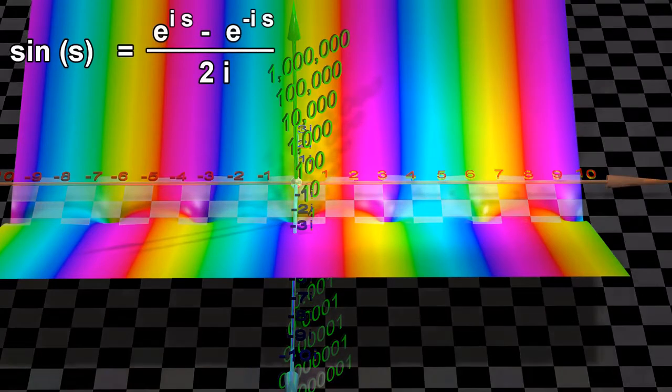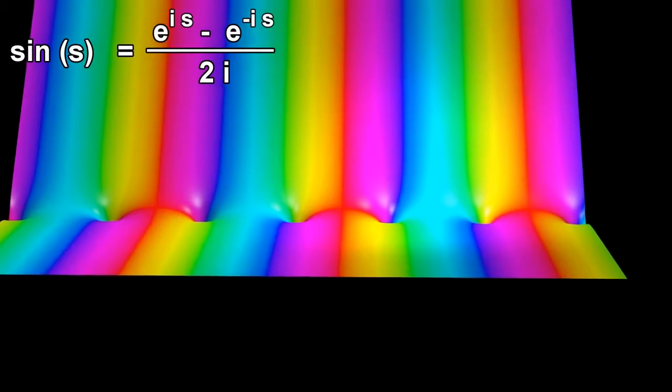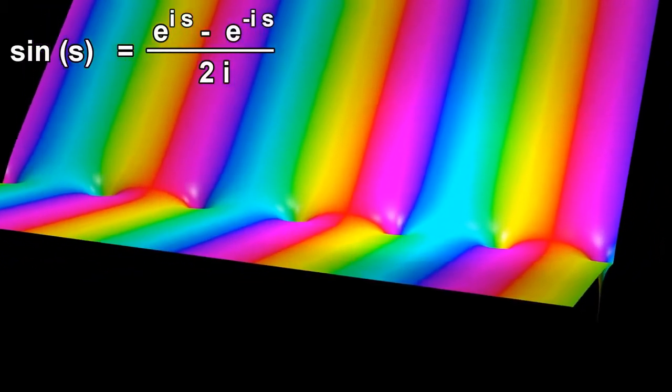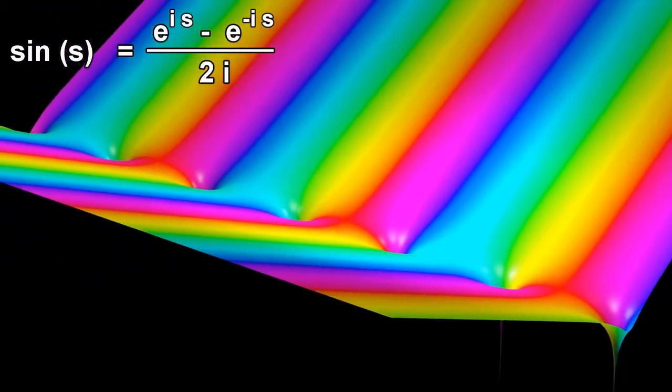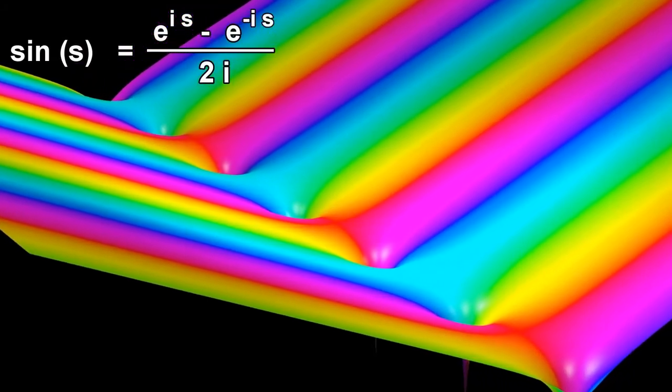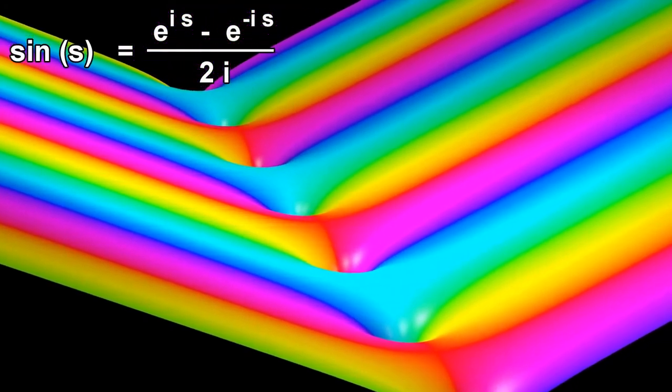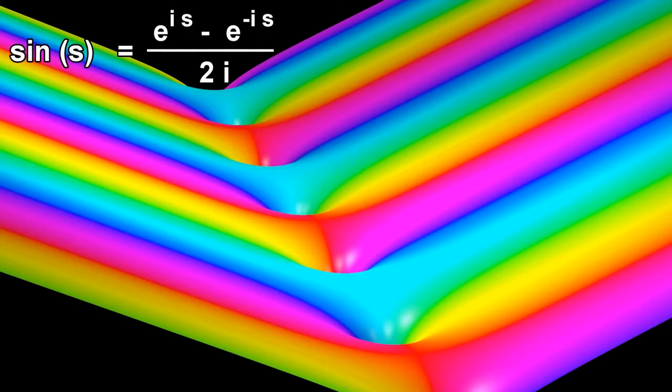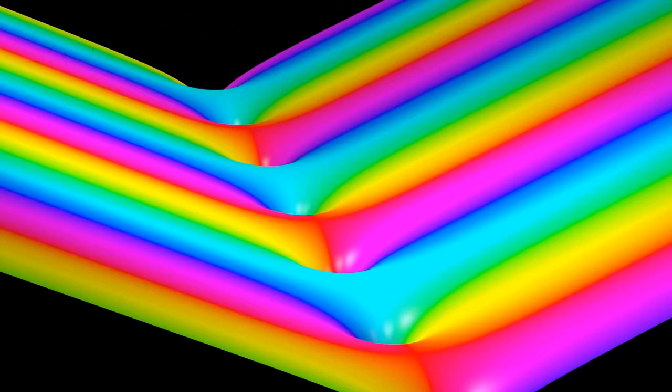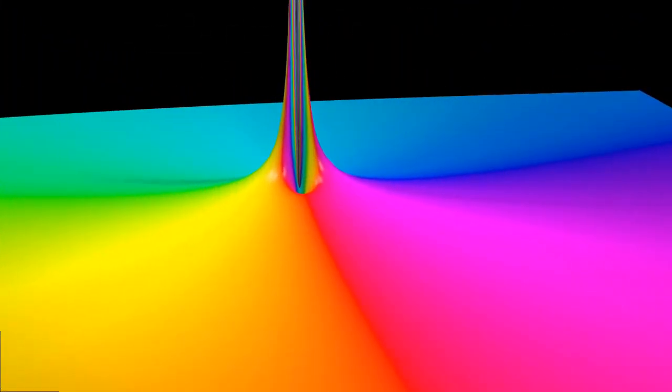Although the sine and cosine of any real number always has a magnitude less than or equal to 1, the magnitude of the sine and cosine of an imaginary number grows exponentially. The plot for the sine of the inverse of an imaginary number looks like this.